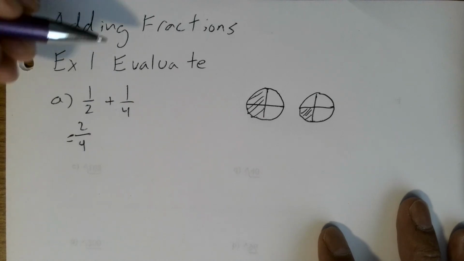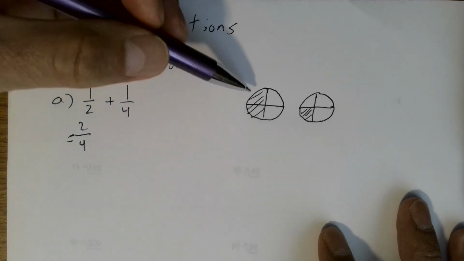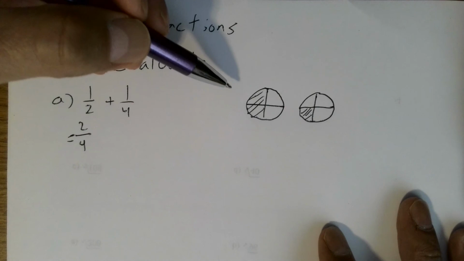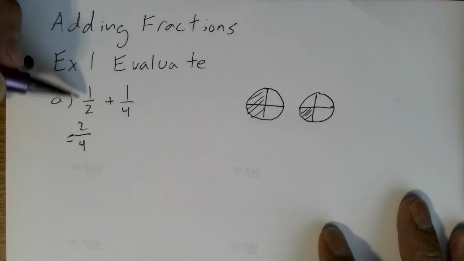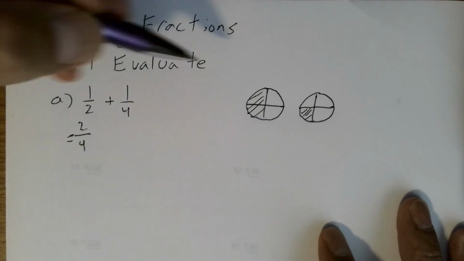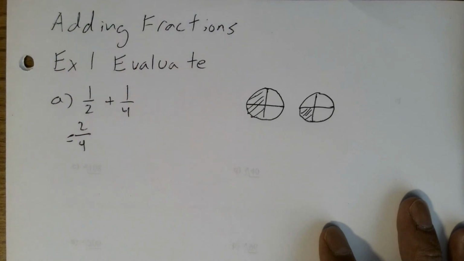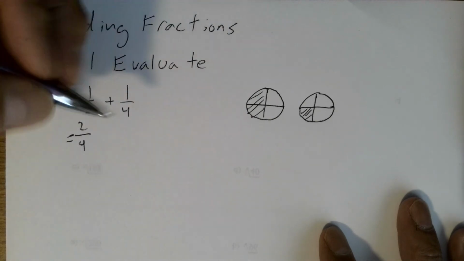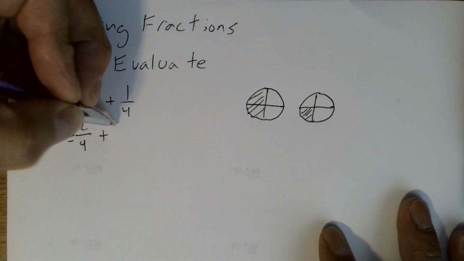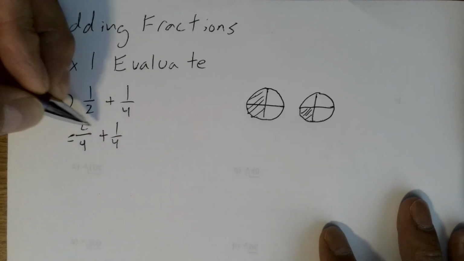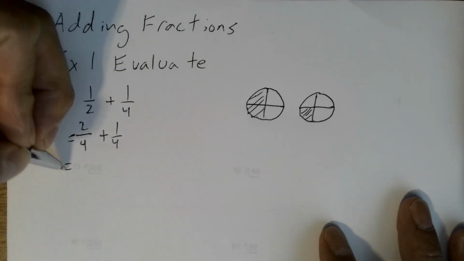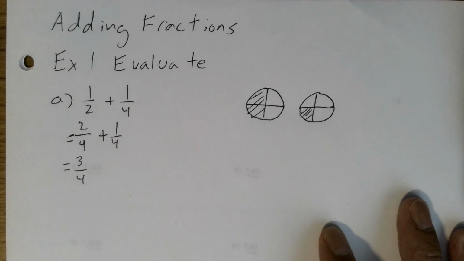So we don't have to draw a diagram every time to show that we're getting the pizza cutter out. If we just multiply top and bottom by the same thing, it does the exact same thing as getting the pizza cutter out and making all the slices the same size. So in this case, we've got 2 over 4 plus 1 over 4. 2 slices plus 1 slice is 3 slices of 4-slice pizza. Done. Okay, let's have a look at another one.